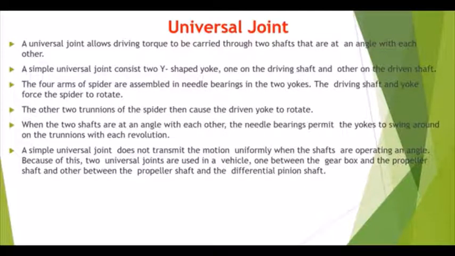Because of this, two universal joints are used in a vehicle, one between the gearbox and another at the propeller shaft. So that is about the universal joint.